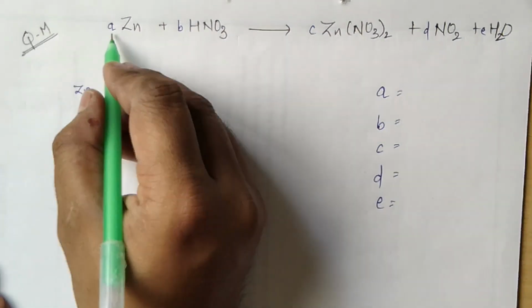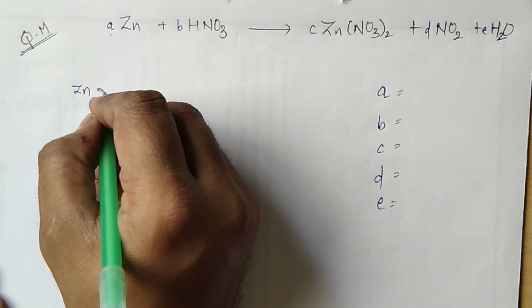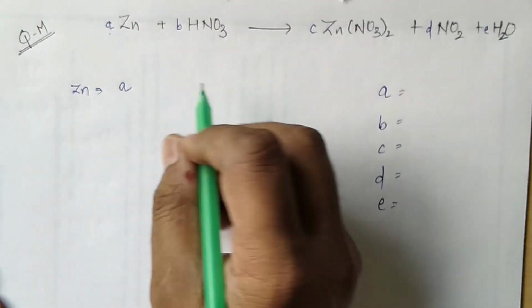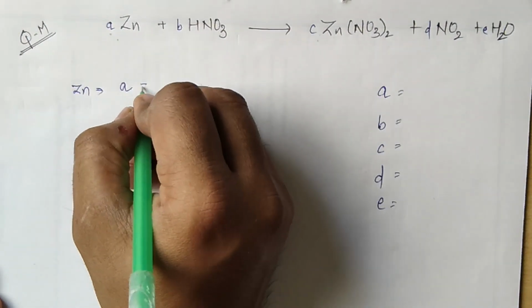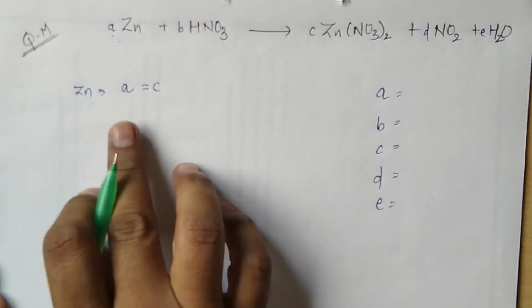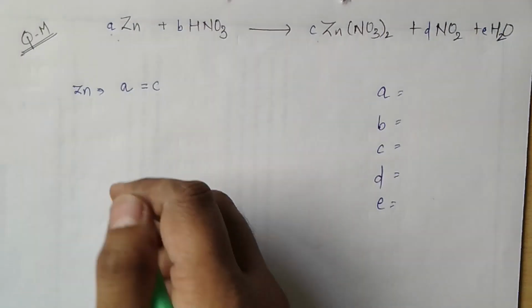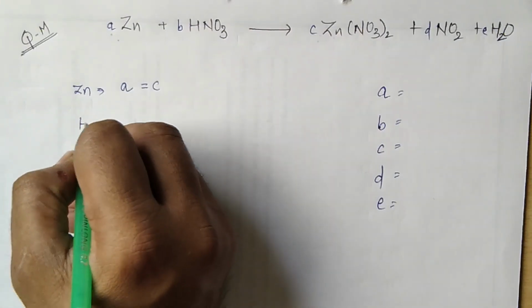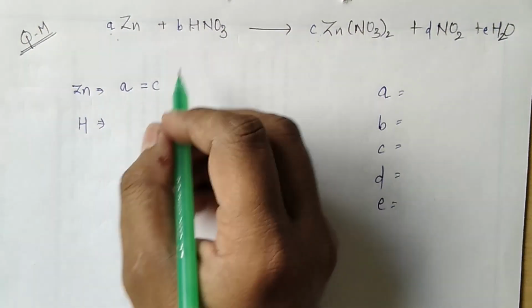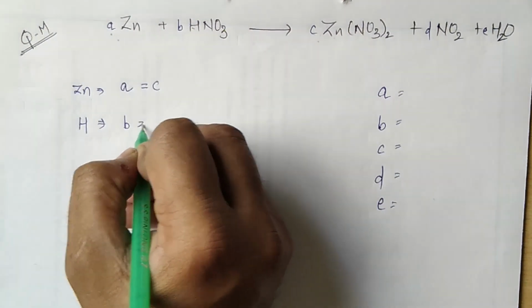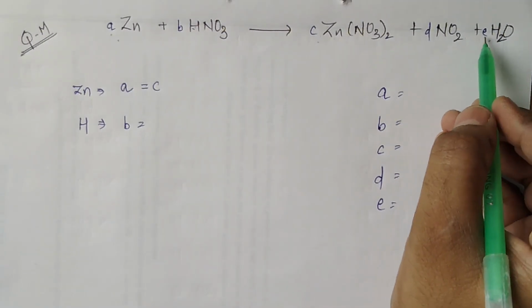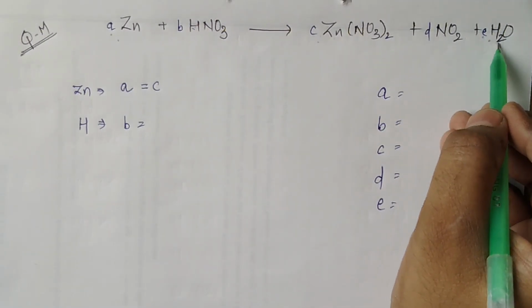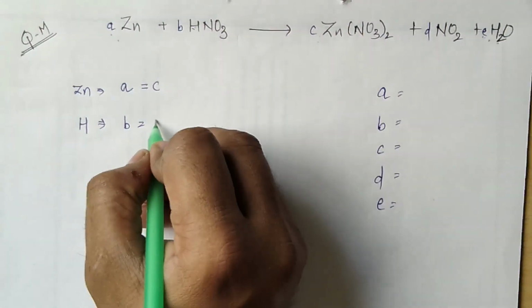On the left hand side I am having the coefficient as A. On the right hand side I am having the coefficient as C. So I will write A equal to C. This is my first equation. Similarly, I will make the equation for hydrogen. Coefficient of hydrogen is B over here. On the right, that is E, but it is with 2 atoms of hydrogen, so it will be 2E.